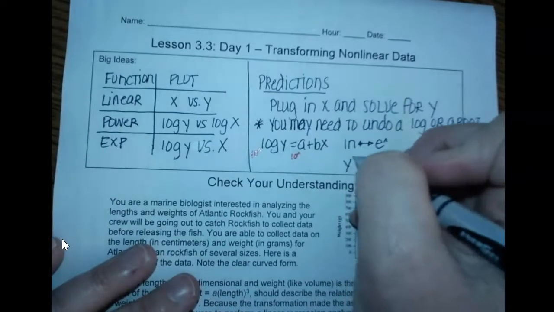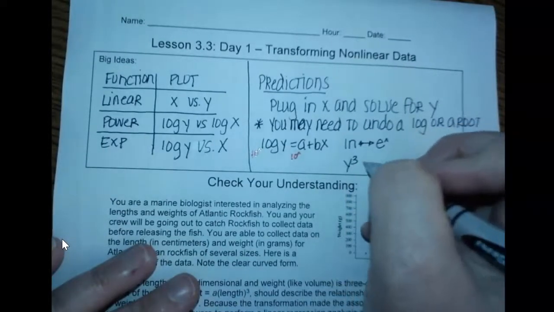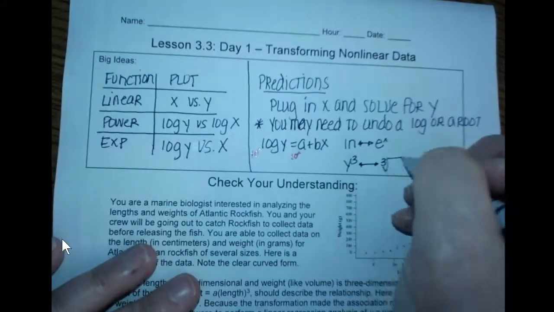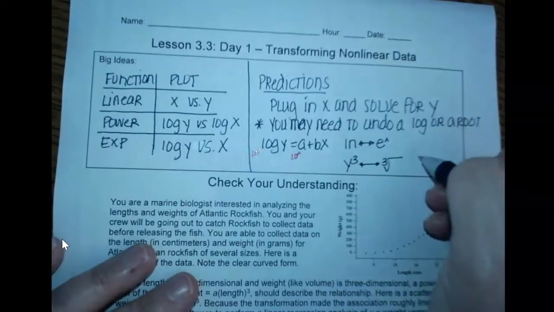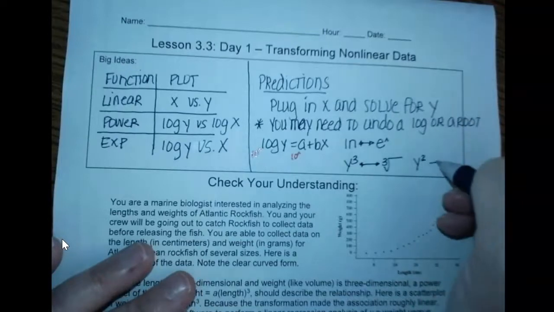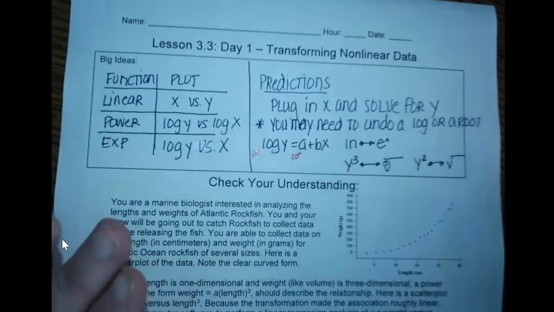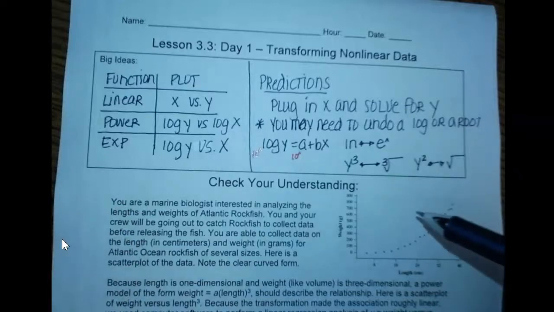Like y cubed can be canceled by taking a cube root, just like y squared can be canceled by taking a square root, but that's only if something's happened to y. If it just says y and you haven't done anything to y, you don't have to undo anything. You'll just plug in and solve as normal.